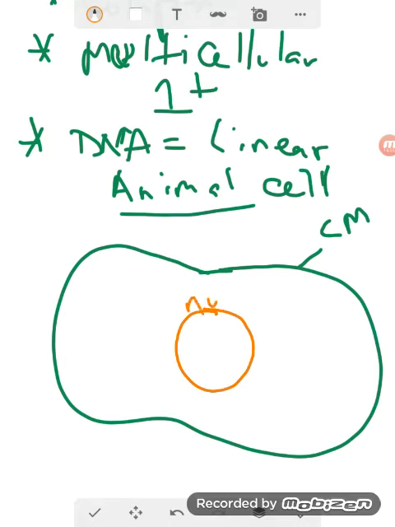So this is going to be my nucleus. And my nucleus is going to hold my linear DNA. Normally when we see it, it's wrapped up on itself in that double helix. And I think you guys have heard that word before. So there's my DNA.